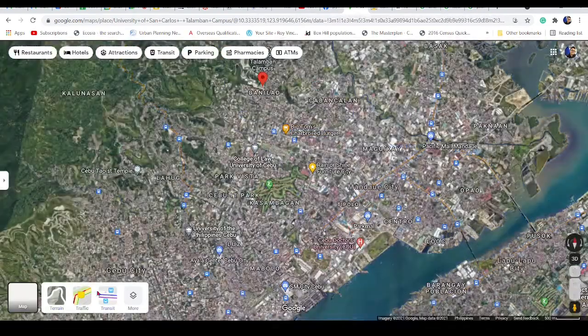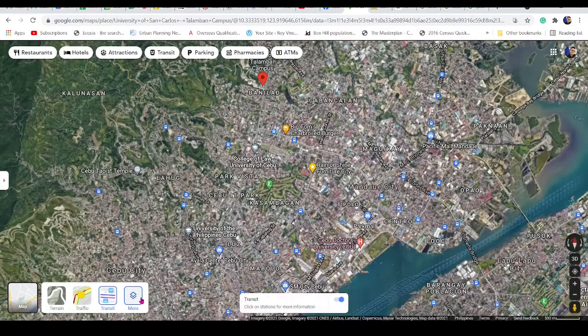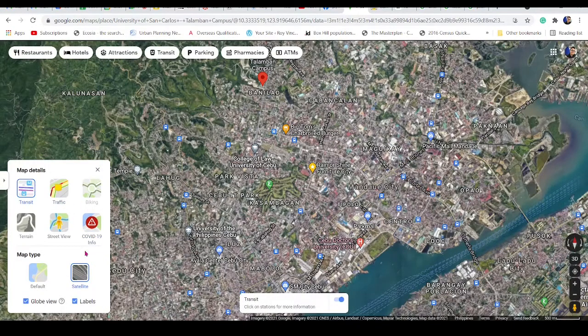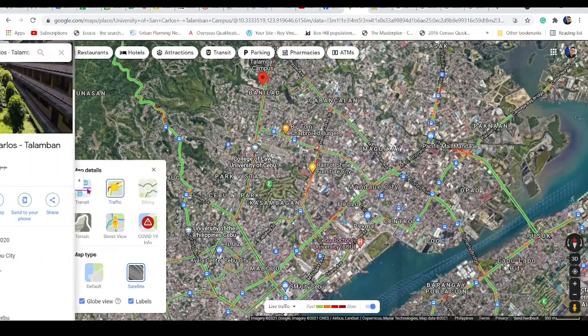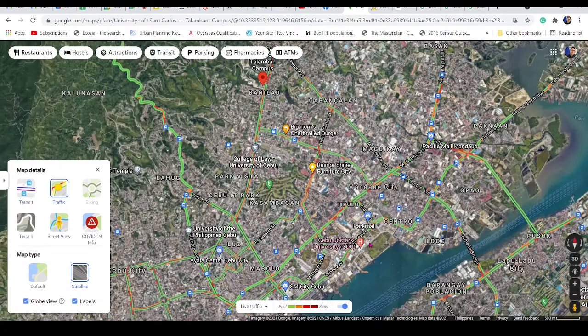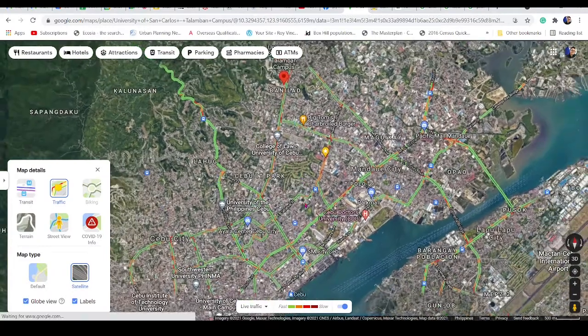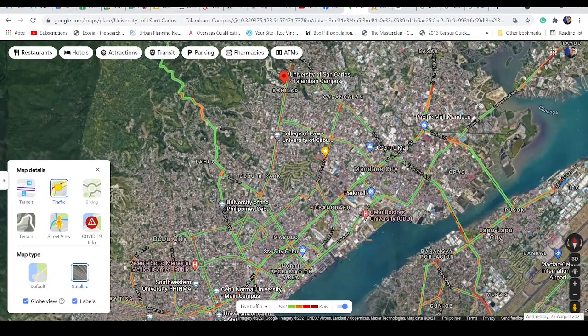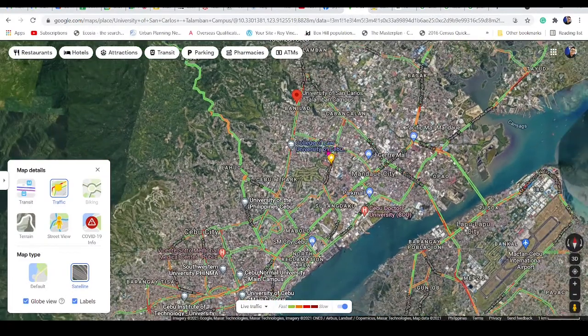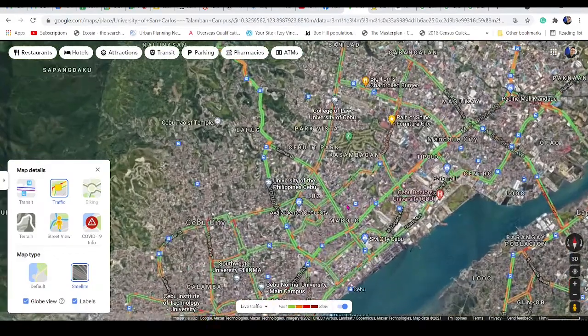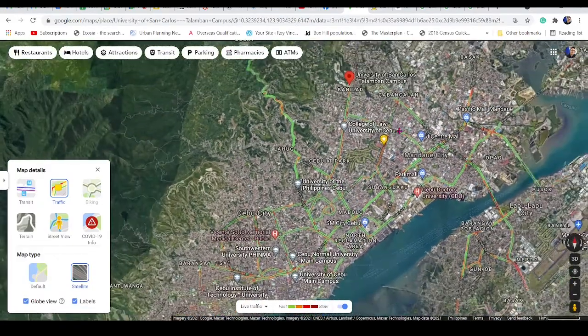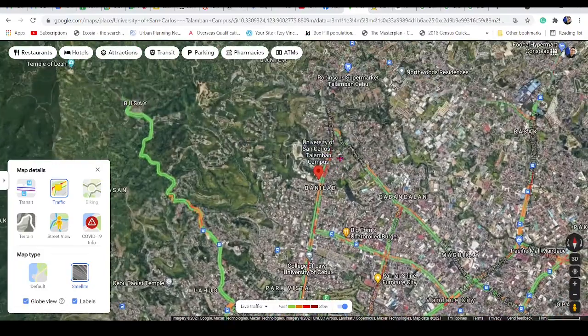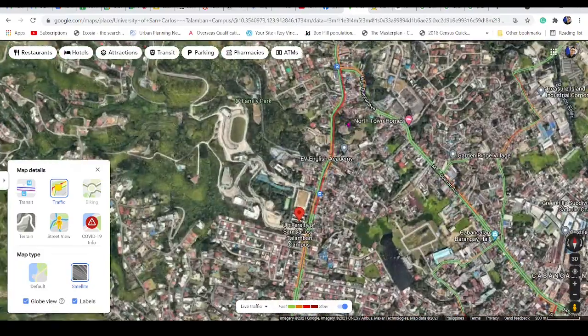Let me just highlight a quick feature here. You can actually look at traffic. Here we go. So it reflects traffic live. So notice, because of the pandemic and it's not peak hours, there's a lot of green, so a lot of fast movement here. But if you would look at it during peak hours, this will turn all red, especially Banilad Road. And there's a red part here.